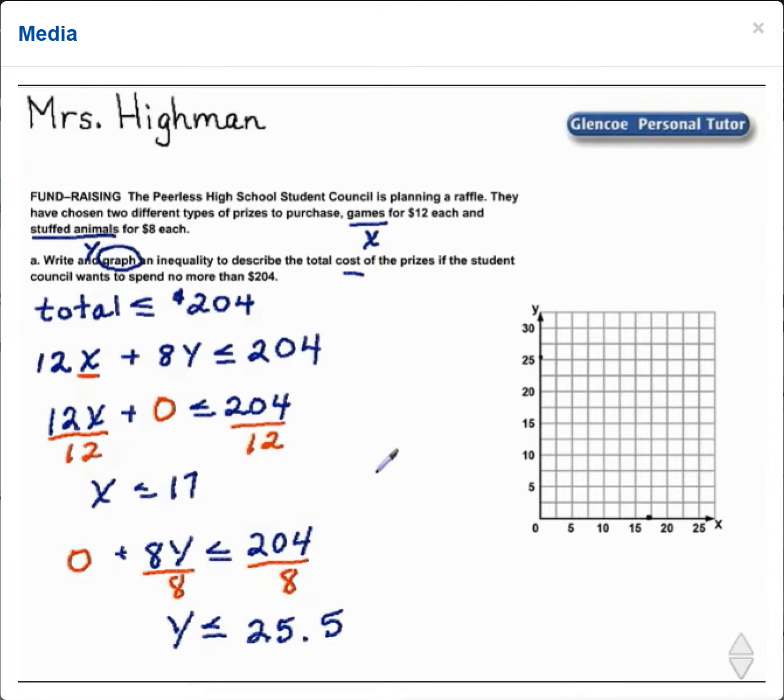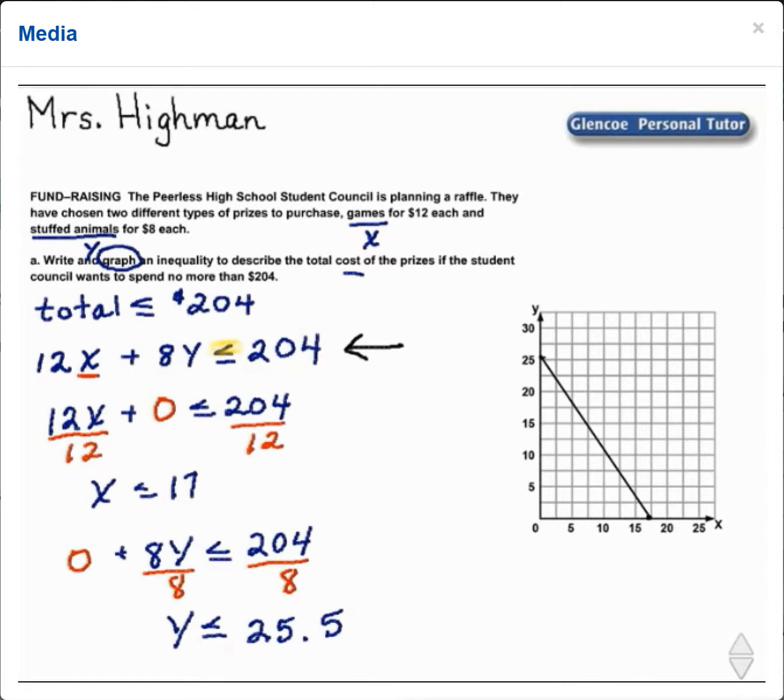And now, to graph our line, we need to look back at our inequality right here that we wrote. We have a less than or equal to. So the equal part tells us we have a solid line. So let's graph our line. And the less than right here tells us that we need to shade it. Well, we need to determine which way we're going to shade.